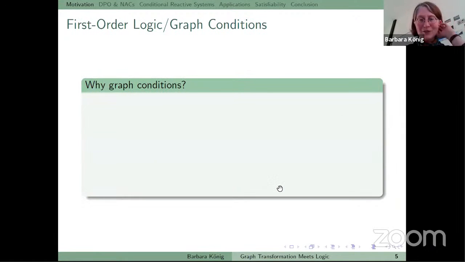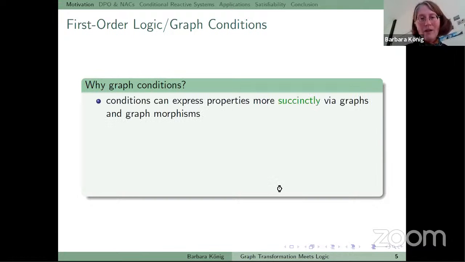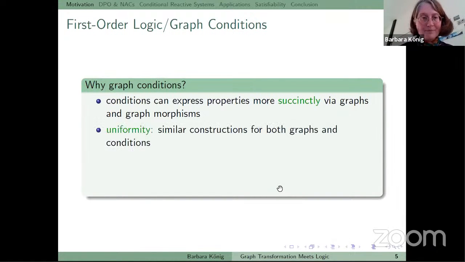But why do they do that? Why are these graph conditions interesting, and why don't we just say, okay, there's first order logic and we use that? Well, first, conditions are able to express properties more succinctly. You can somehow more directly express things about your graphs. Maybe you already saw this in the example: you directly see the graph in the formula. Then there's also a question of uniformity. Since both the graphs that you rewrite and the conditions are from the same universe, both consisting of graphs and graph morphisms, you can use similar constructions in both worlds.